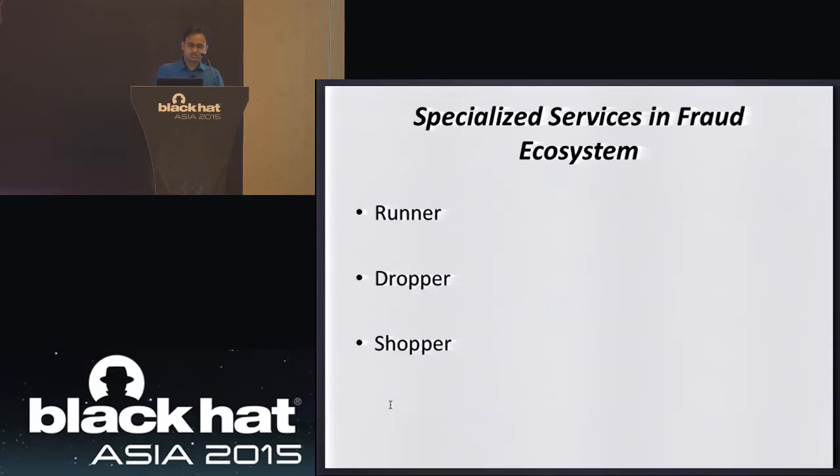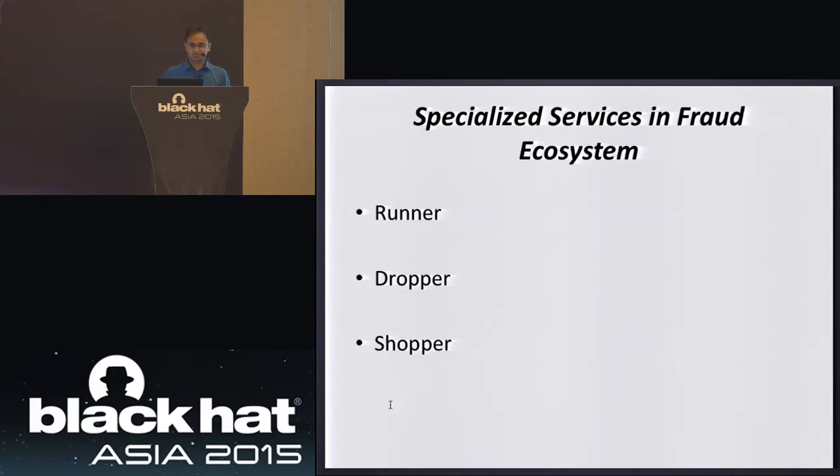Now the important thing that comes up is the specialized services. This is something that has evolved with time. Initially there were no specialized services, but with time, as the buyers evolved, as the business evolved, they wanted someone else to do the hard work or the running work for them. That's where the specialized services came into the fraud ecosystem. I've listed all these under 3 special categories. One is the runner, the next one is the dropper, and the last one is the shopper.